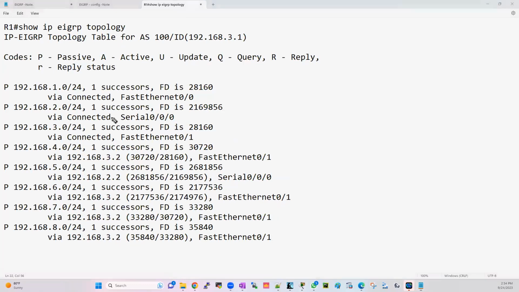What I did is run this command, show IP EIGRP topology. EIGRP will show the topology because it has gotten some neighbors. Look at this: 1.1 has one successor, and FD is the metric it calculated. Then we have 4.0, one successor, feasible distance. Look at the metric. But when you look at the 2.0 successor, feasible distance, look at the metric. So which one is it going to follow? The shorter one.